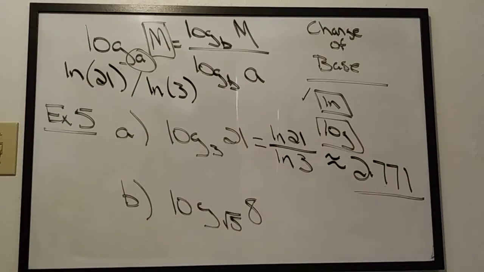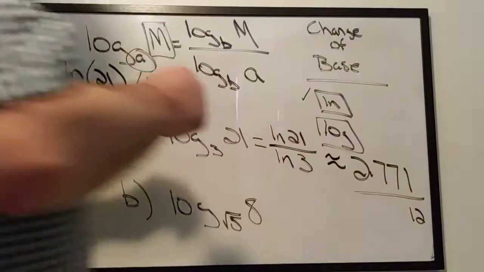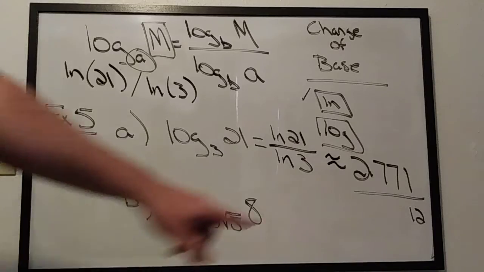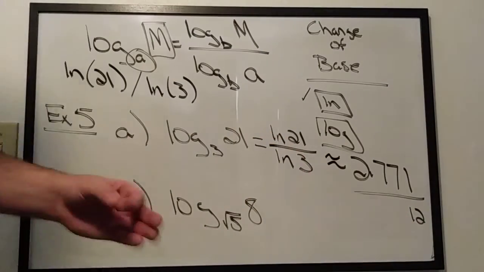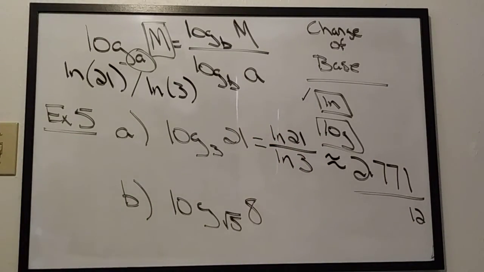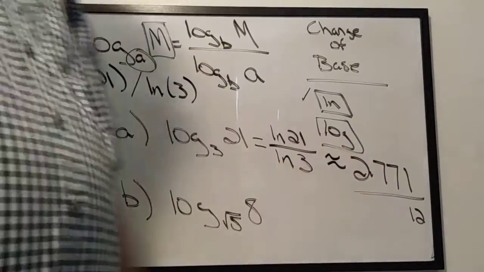Now, on this problem, since they asked us to round to 3 decimal places, you actually need to think about that fourth. So we actually have 1, 2 out there. So if that fourth decimal place was bigger than 5, we would go ahead and round up. Because it's a 2, we're just going to leave that third as a 1. So it's going to be 2.771.